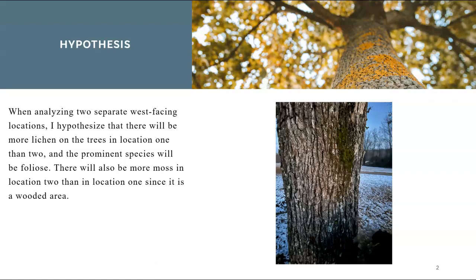My hypothesis was based around the type of lichen in the area. At two different sampling sites, both west-facing locations on trees about 5 feet high, I hypothesized that there will be more lichen on the trees in location 1 than location 2, and the prominent species will be foliose. There will also be more moss in location 2 than in location 1 since it is a wooded area.